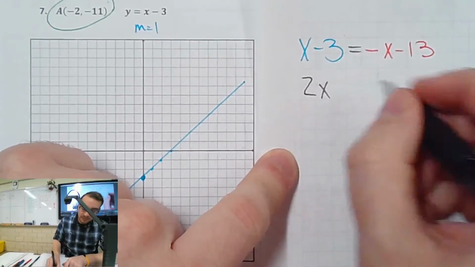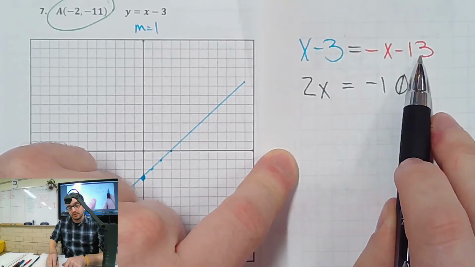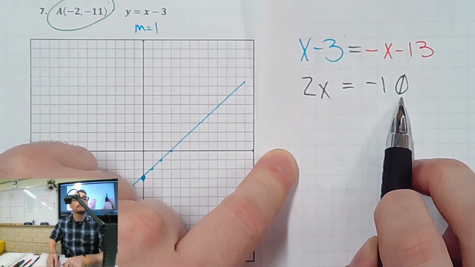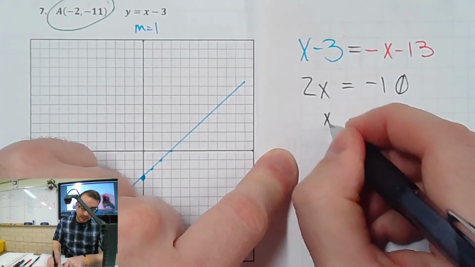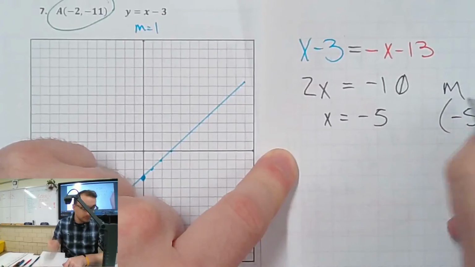I'm going to move over the negative 3 and get negative 10. Again, I added 3, so that's now a negative 10. We cool with that? Awesome. Now I'm going to divide by 2 and find out that x is negative 5. So they intersect at negative 5 comma something. That's going to be our midpoint.